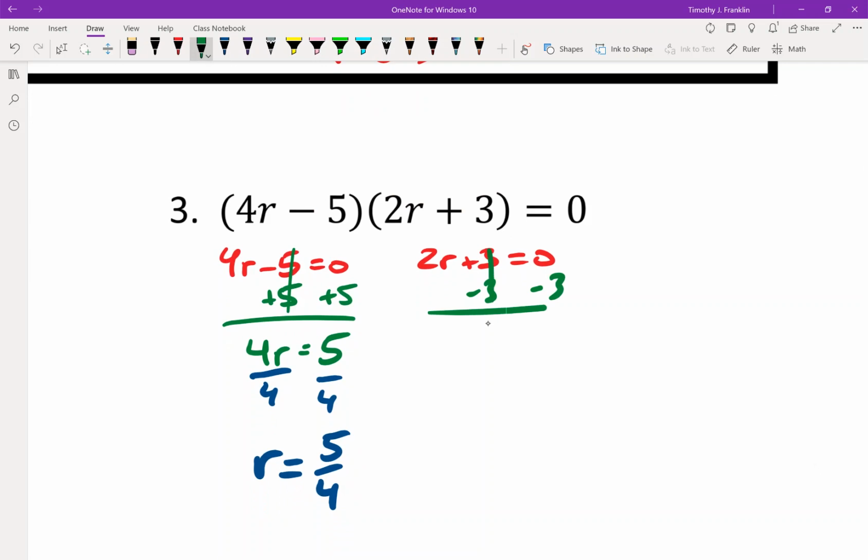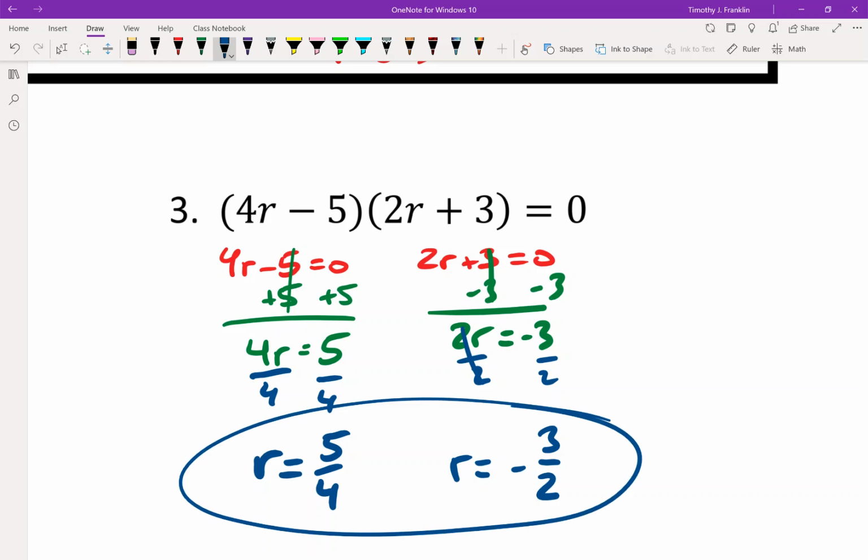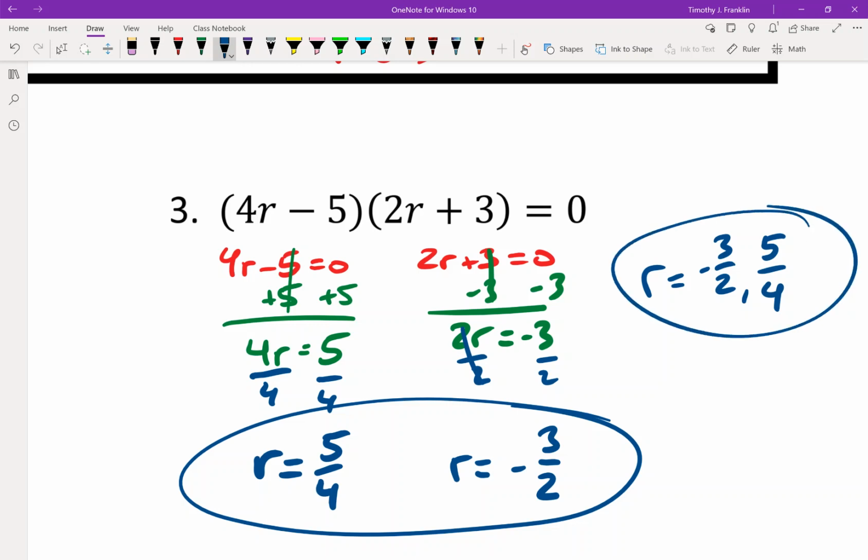On the other factor, we'll subtract 3. 2r equals negative 3. And then divide by 2. So r here equals negative 3 over 2. And again, just leave the improper fraction. There you go. Remember, you can also just list the solutions with a comma. But if you've already got them written down, like down here, just circle it. Either way is fine.